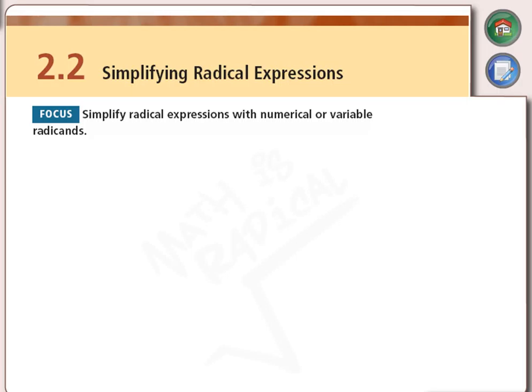And let's get started on 2.2. We're simplifying radical expressions. We took a little bit of a detour in 2.1. We talked about some absolute value work that we're going to need here in the rest of this part.